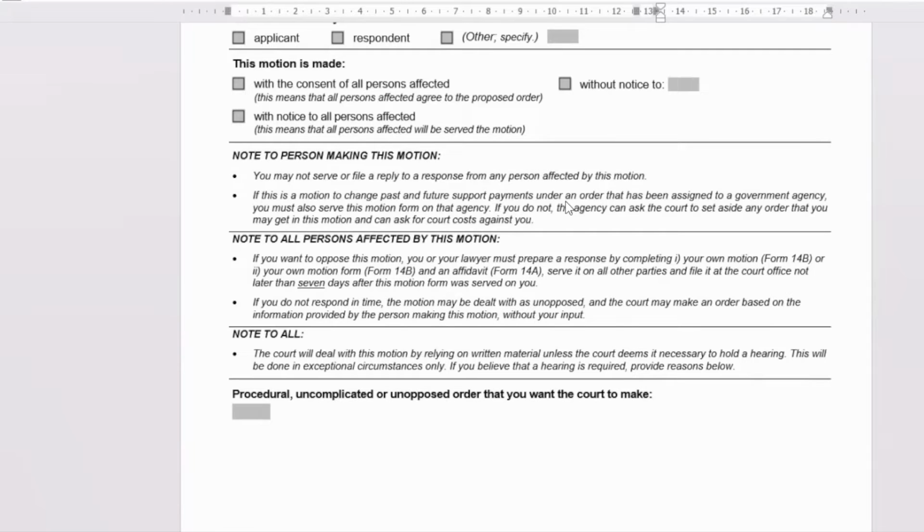It's just the moving party does their affidavit saying what they want. The respondent does their responding affidavit. The person bringing the motion can't come back and then say, but I want to answer what the respondent had to say. You don't do that third step, because this is supposed to be fast, easy, simple, uncomplicated, uncontested, right? So it tells you can't file a response from any person affected by this motion if you're the one making a motion.